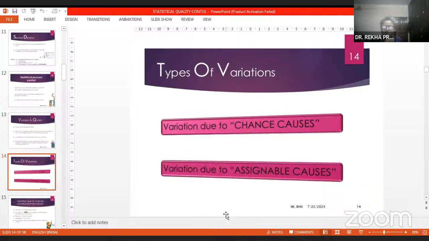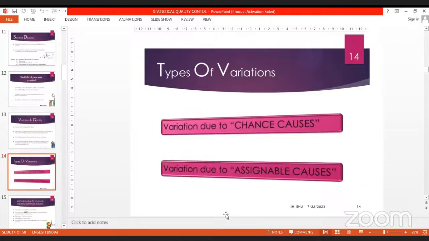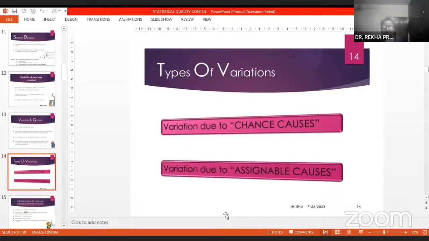Types of variations. There are two types of variations: variations due to chance causes, and variations due to assignable causes. I said some variation you cannot have any control over. It will happen. But some variation, like if there is some problem with the machine you are using, you can rectify that. Or maybe when you are measuring it, you are making certain mistakes, so you can rectify that. Some things you can rectify, but some variation you cannot rectify.